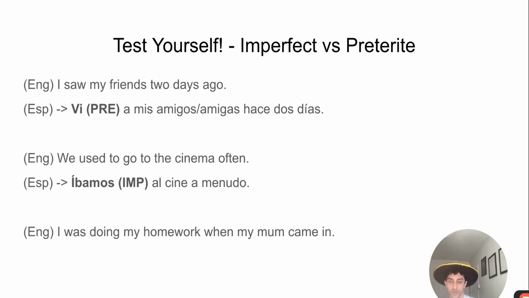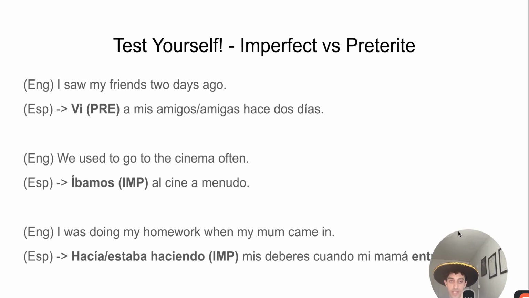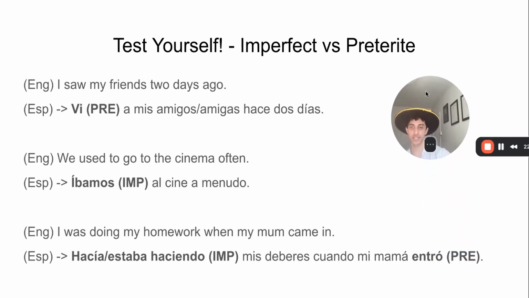Okay, hopefully you're able to write down an answer, and I'm going to show the answer for this now. So the correct answer in Spanish, you would say hacía, or you could say estaba haciendo using a continuous or progressive tense instead, which actually sounds even more Spanish. That's formed from the imperfect tense of estar, followed by the gerund form. Hacía o estaba haciendo mis deberes cuando mi mamá entró.